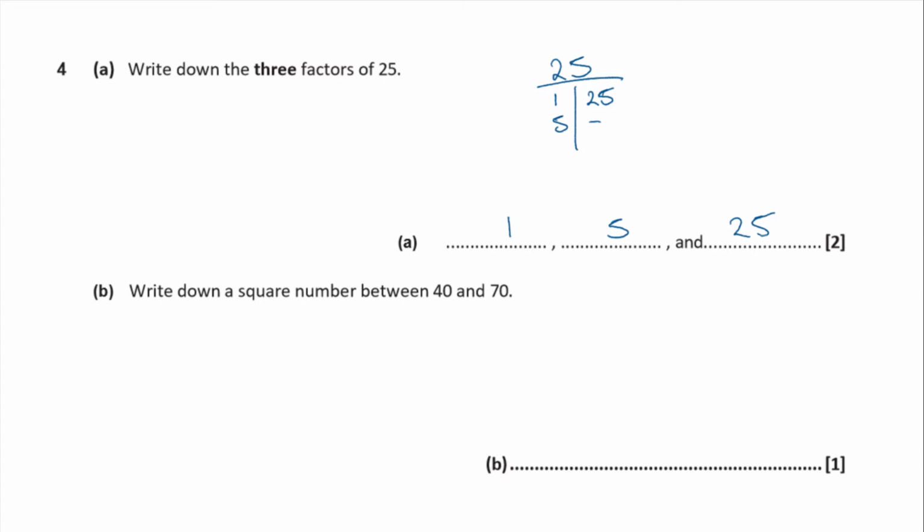Okay. Write down all the square numbers between 40 and 70. 1 squared is 1, 2 squared is 4, 3 squared is 9, 4 squared is 16, 5 squared is 25, 6 squared is 36, 7 squared is 49. So that's our first number in the range, isn't it? 49. 8 squared, 64. And then 9 squared, that's going to be 81. That's too big again already. So it's just those two, 49 and 64.